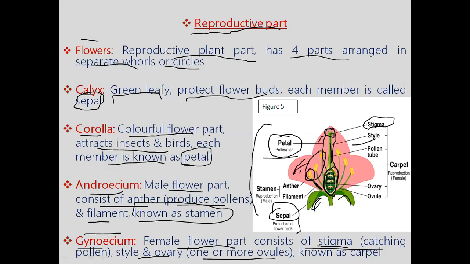So that is all about the general description of the flower, and we already discussed that the plant consists of vegetative and reproductive parts.